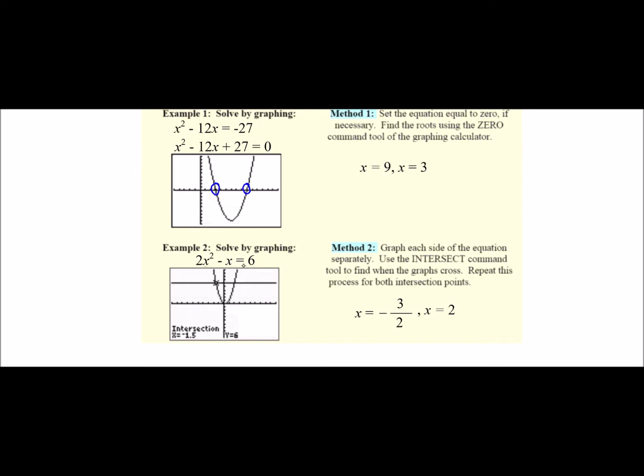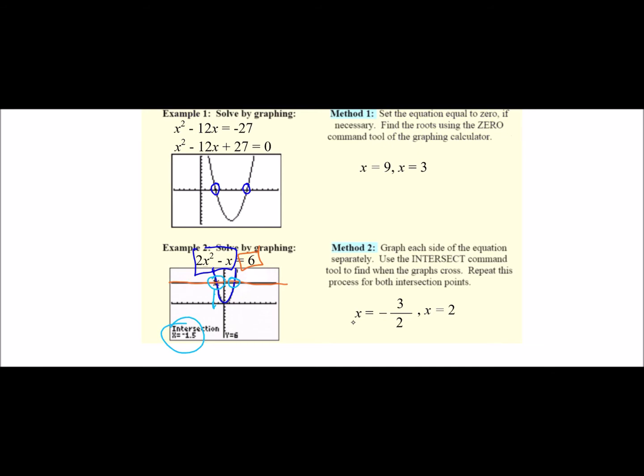Notice here we didn't solve this for 0. So we have this becoming the parabola piece, and then the 6 is a horizontal line, and what we're looking for here is their intersection, and what the x value would be. So in this case, that would be the negative 1.5, and then this side over here is that positive 2.